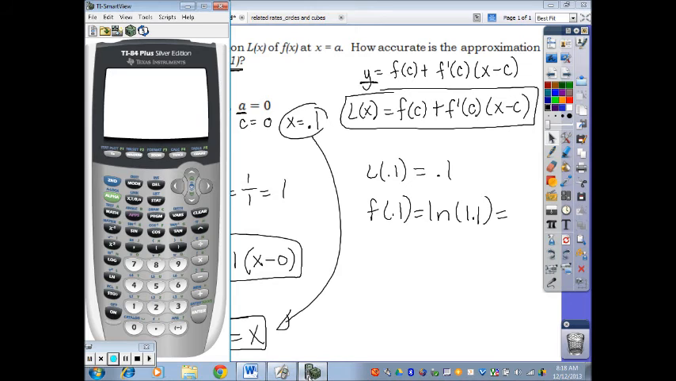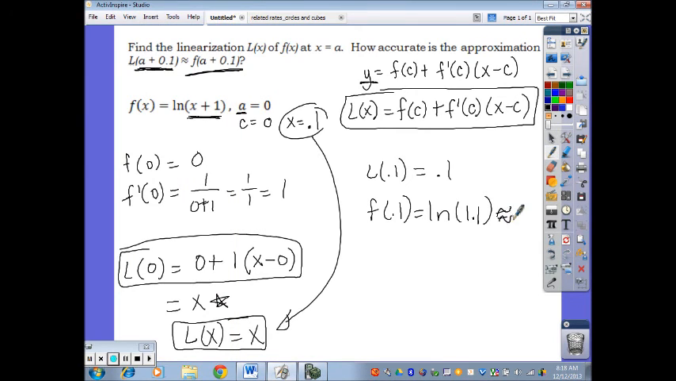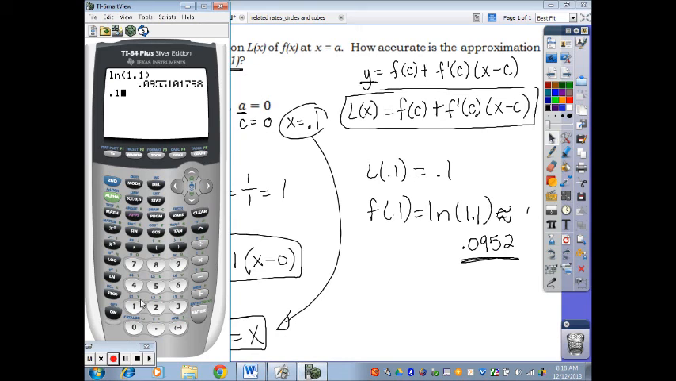And so put in my calculator, natural log of 1.1 is approximately 0.0953. And if you compare it to your linearization, it's pretty close. If I rounded this number up, I would get 0.1. And if you want to have some kind of conclusion, you could say, let's see, 0.1 minus whatever you got when you found the actual function. So 0.1 minus our answer. There is a 0.005 or 0.004 difference between the linear approximation and the actual value.